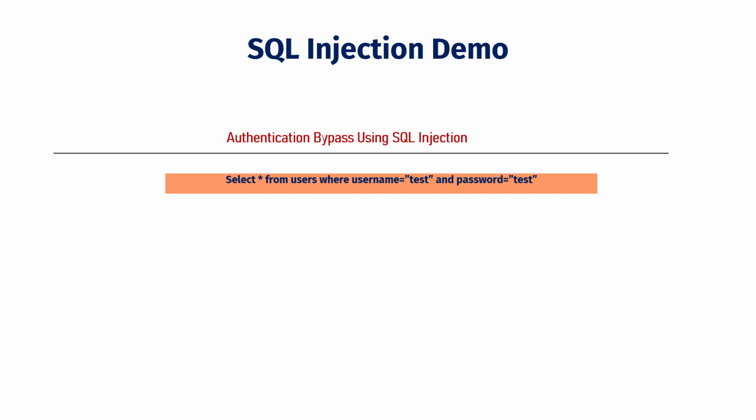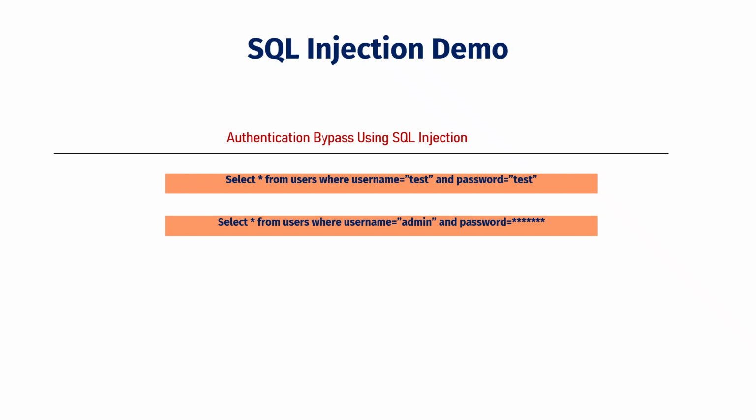Now, what I'm going to do here is assume one of the users of the application would be an admin and try to log in with just the user ID without supplying a password or by supplying a random password. So my query now will look like select star from users where username is equal to admin and password is equal to some random field.